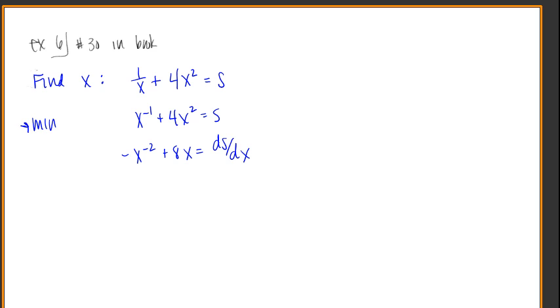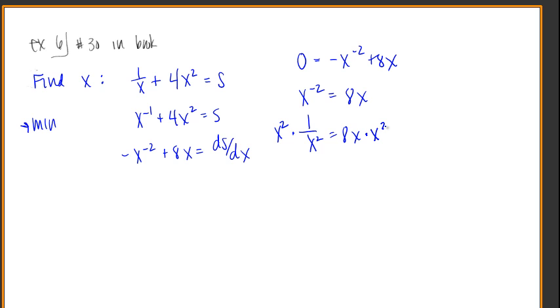Okay, so now to finish solving it out, in order to find the minimum value, we're going to set our derivative equal to 0. So we get 0 is equal to negative x to the negative 2 plus 8x. Let's move over x to the negative 2. I'm going to write that as 1 over x squared is equal to 8x. And then I'm going to multiply both sides by x squared, just so we can get rid of the fraction on the left. So 1 is equal to 8x cubed. And this is saying x cubed is 1/8, or x is 1/2.